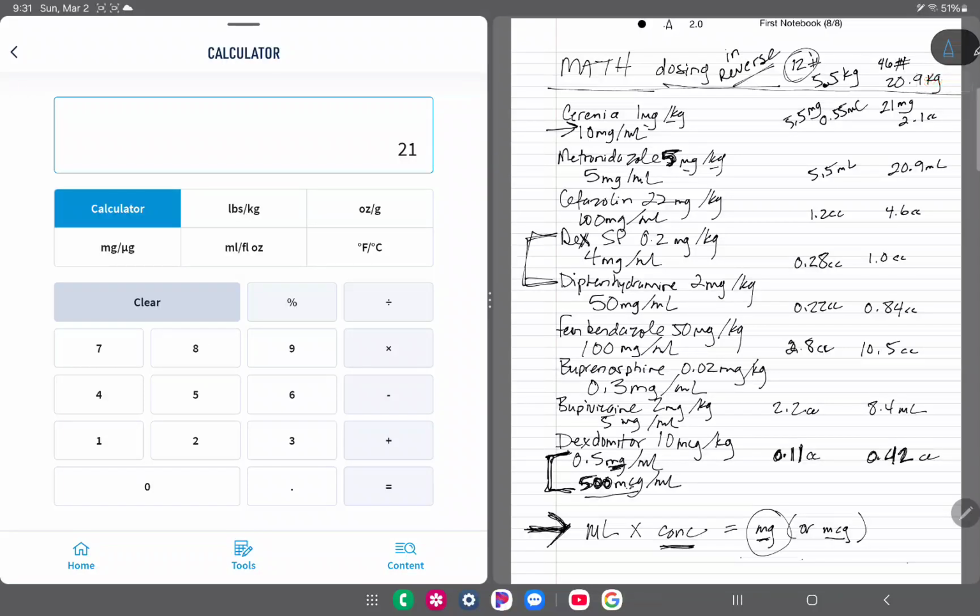Now, if you're off by an entire whole number, if I wrote that it was 22 mg instead of 21, well, now we've got a problem. However, let's keep on going.